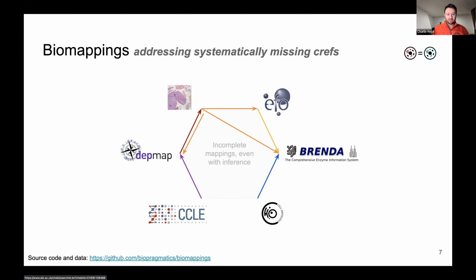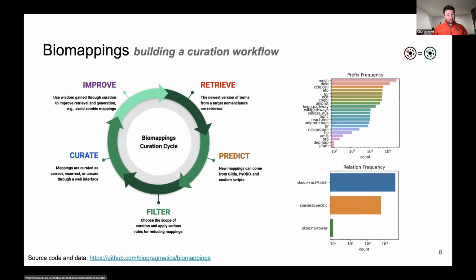So Biomappings is sort of an assessment of this, but also an actual workflow for retrieving all these ontologies or resources that give nomenclatures, making some predictions, using a couple of different tools like Gilda or PyOBO, which actually has something for doing this I mentioned before. So building lexical mappings, then filtering down to the scope of what you actually want to do curation on, helping you do the curation and then put the results back in to make sure that we can keep making new mappings and maybe improving these systems for generating the mappings.